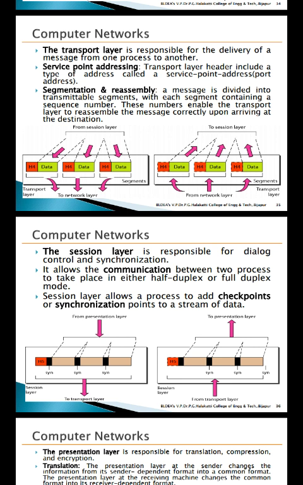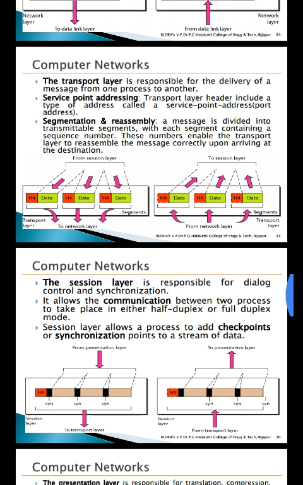Here service point addressing is done by the transport layer. The transport layer header includes a type of address called a service point address, or port address. The port address is going to define which process this particular message belongs to. It contains the sender port address as well as the receiver port address. The sender port address is the process running on the sender machine which has transmitted this message, and the receiver port number defines to whom this message belongs on the receiver machine.